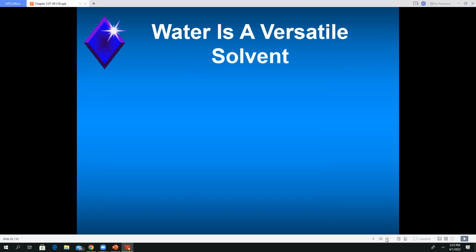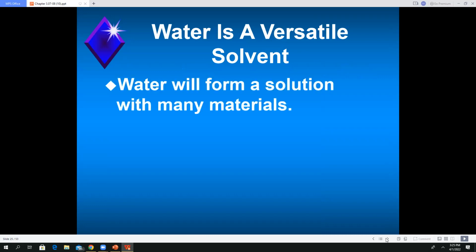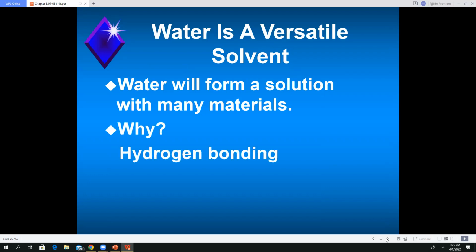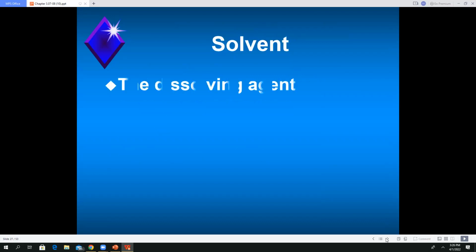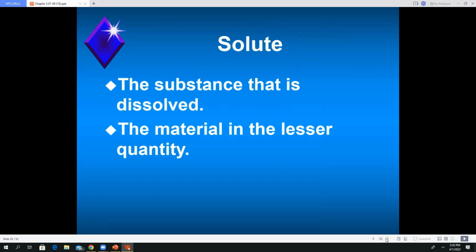Water is a versatile solvent. And that's what I was telling you. It's called the universal solvent. It will form a solution very quickly with almost anything that is polar, or anything that is polar or ionic, right? Now, some things do not dissolve as easily in water, but that's another thing. And definitely not nonpolar substances like oil. All right, a solution, we know about a solution, solvent, we already talked about that.